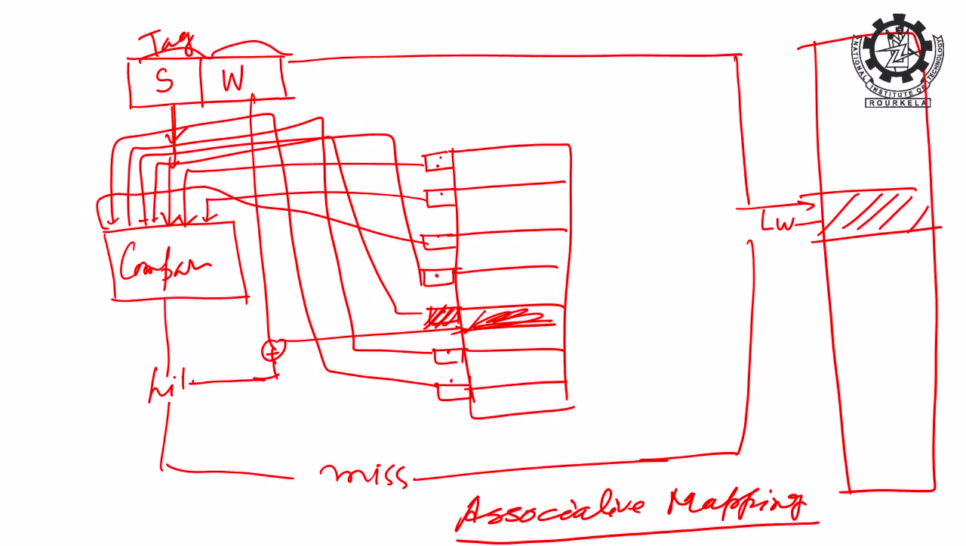But this circuit is a very complex circuit, which compares in parallel. Suppose you have cache lines of, say, 2 to the power 12. Then 2 to the power 12 tags need to be compared in parallel, and results should be fetched very fast. So, this requires a complex circuit. Therefore, in general, neither direct mapping nor associative mapping is used. So, now we will talk about set associative mapping.